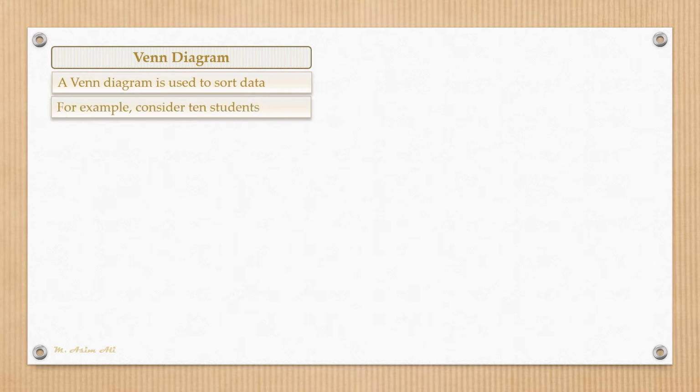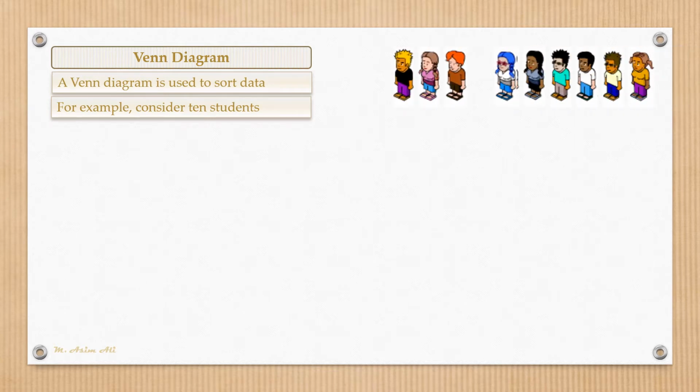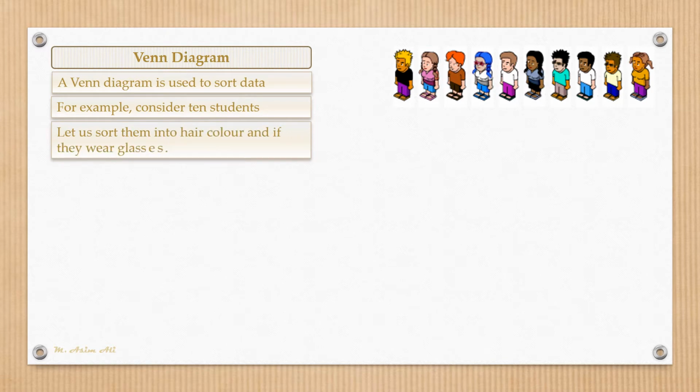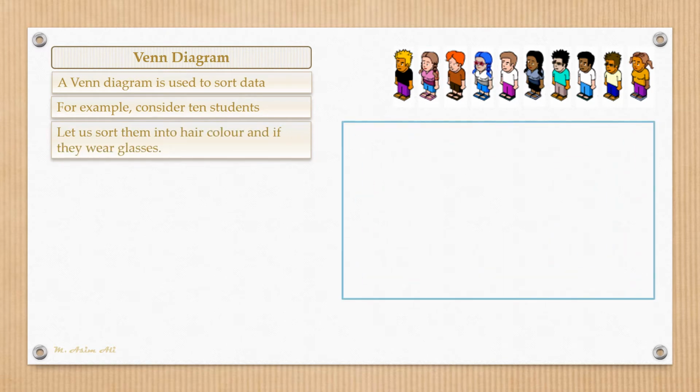Let's consider an example of 10 students. We have 10 students here and we will sort them according to their hair color, whether a student has brown hair or not, and whether he or she wears glasses. So there are two criteria. Number one, whether the student has brown hair, and the other criteria is whether he or she is wearing glasses or not. So first we will make a universal set.